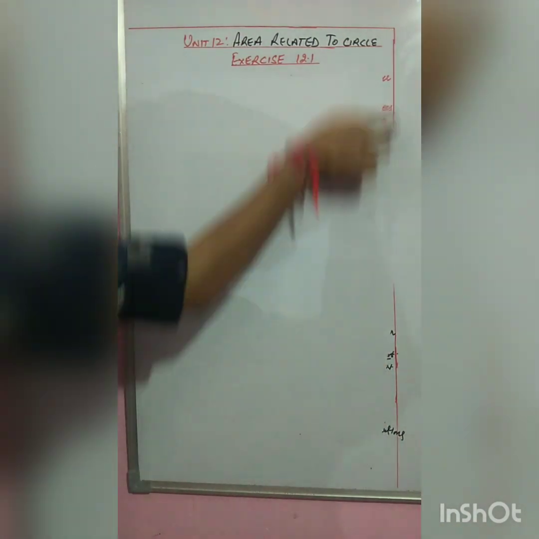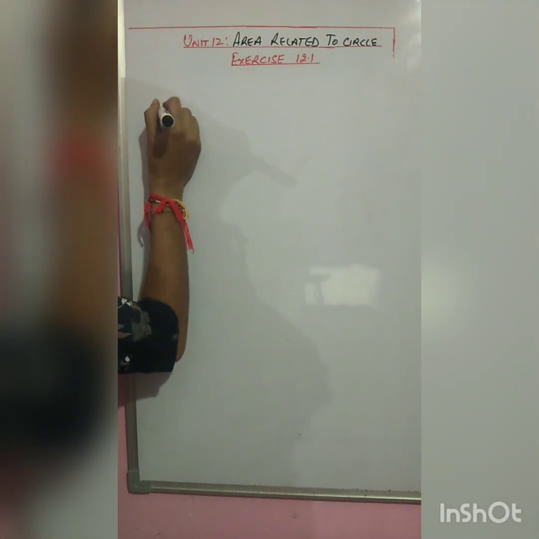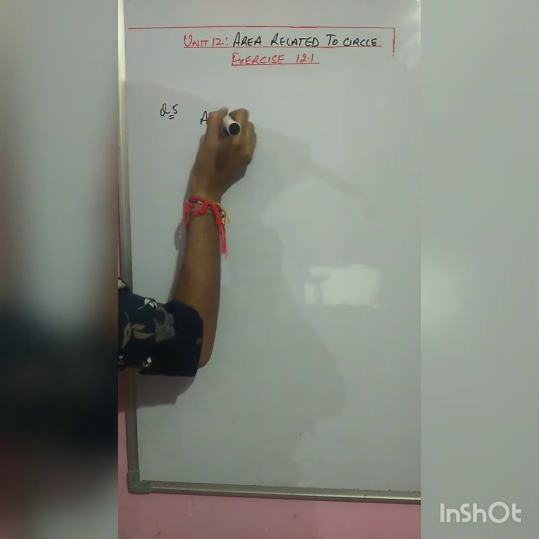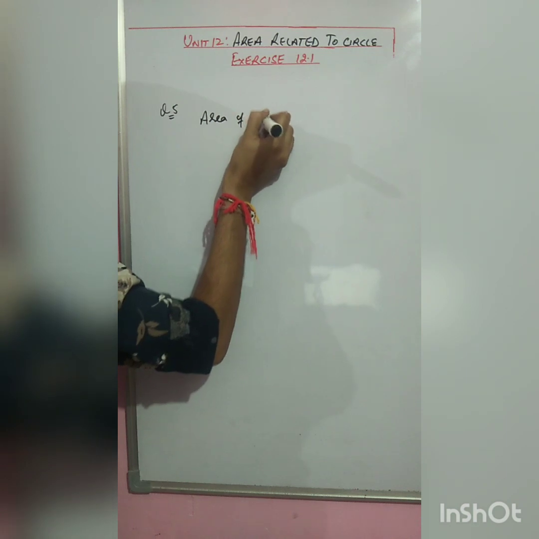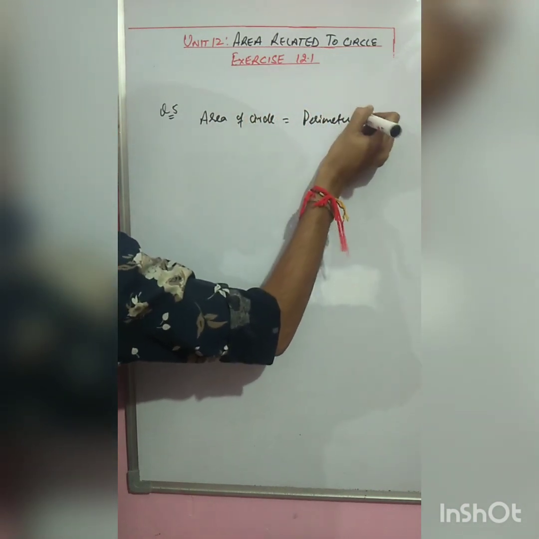In question number 5, we are asked that if area of a circle is numerically equal to the perimeter, if perimeter and area are equal, then what would be the radius? According to question number 5, we are given that area of circle is equal to perimeter of circle. Perimeter, that is circumference.